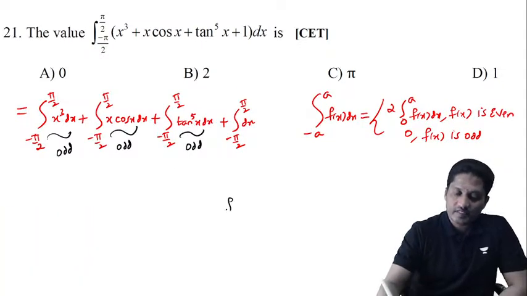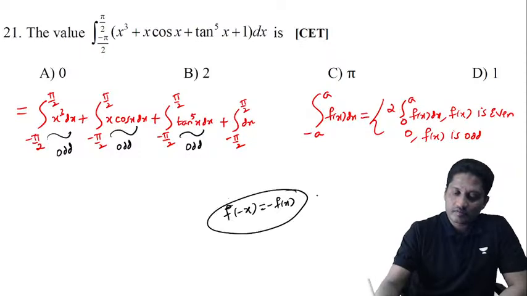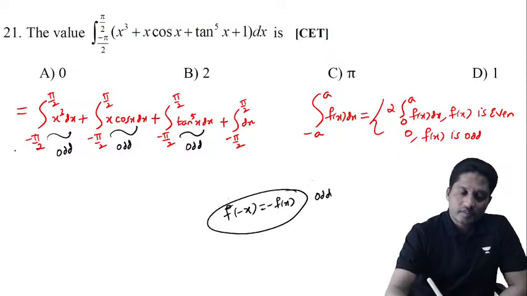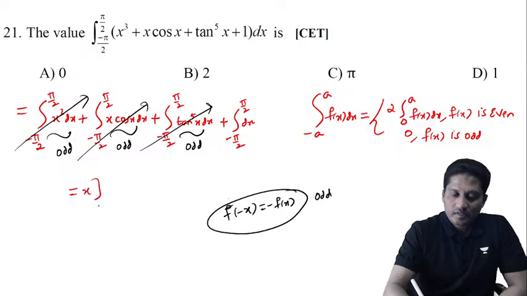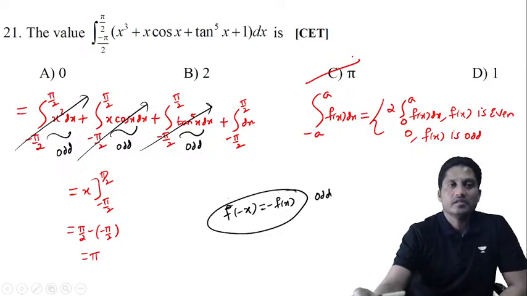Odd means f of minus x should be equal to minus f of x. Only then you say an odd function. f of minus x is equal to minus f of x. This is odd. So this will be 0, this will be 0, and this will be 0. Integration of dx is x, minus pi by 2 to plus pi by 2. Upper limit is pi by 2, lower limit is minus of minus pi by 2, which is equal to pi. Answer is option C.